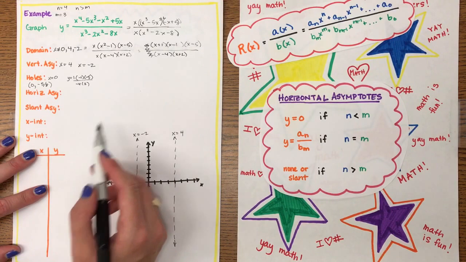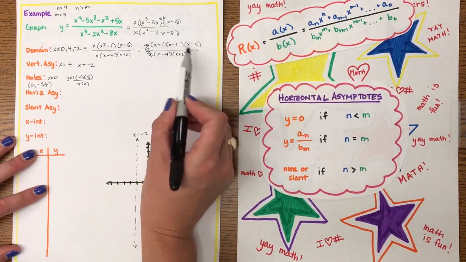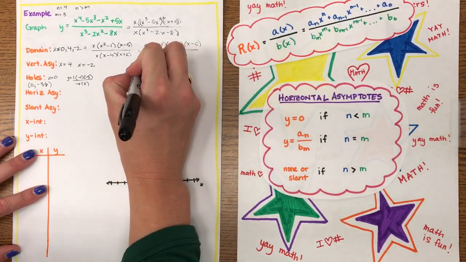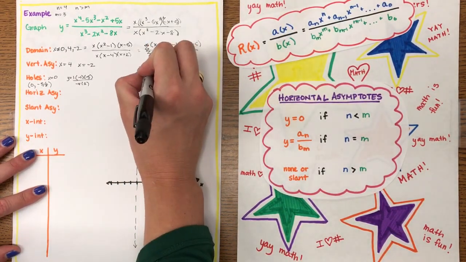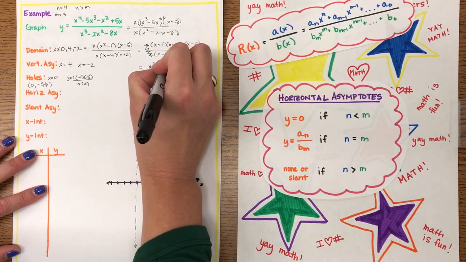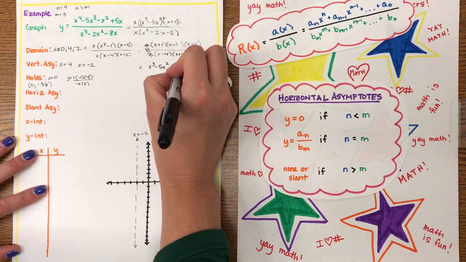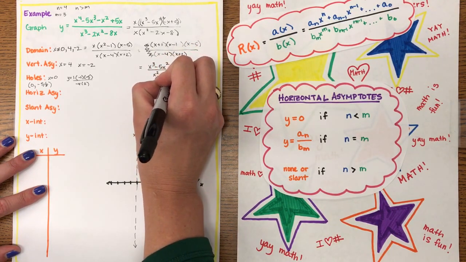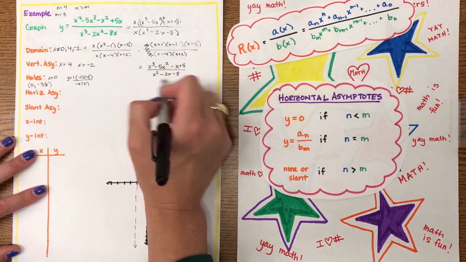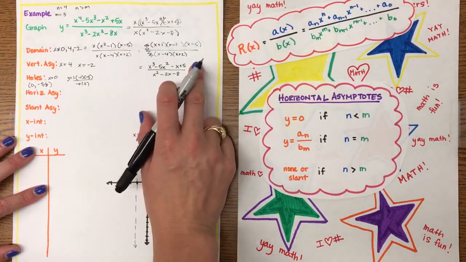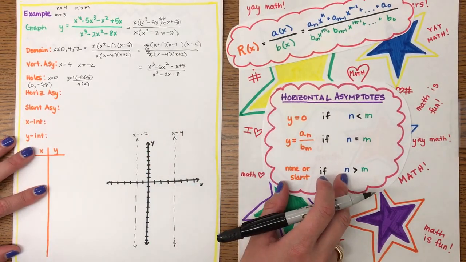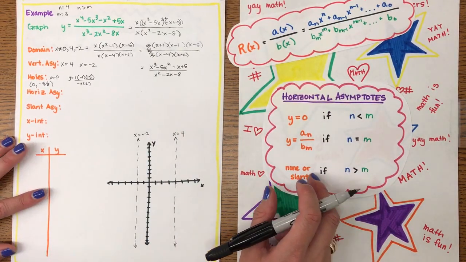We did some simplifying, and I got this simplified equation. The only thing that canceled out was x, so I could rewrite this simplified equation as x cubed minus 5x squared minus x plus 5 divided by x squared minus 2x minus 8. This is another way of writing my simplified equation, and the degree of the numerator is 3, the degree of the denominator is 2. So again, we're in this situation, so we will have no asymptote or a slant asymptote.